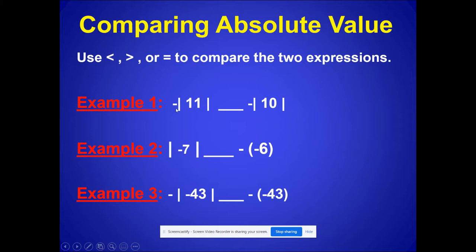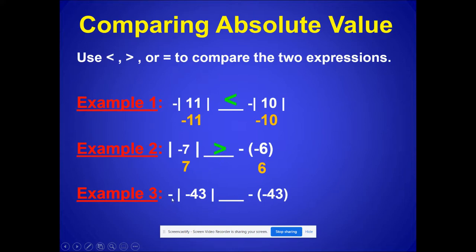Example 1. The opposite of the absolute value of 11 would be a -11. And the opposite of the absolute value of 10 is a -10. Then you're going to compare your new values, and a -11 is less than a -10. Example 2. The absolute value of -7 is +7. On the other side, the opposite of -6 is 6. I'm going to compare the 7 to the 6. 7 is greater than 6.